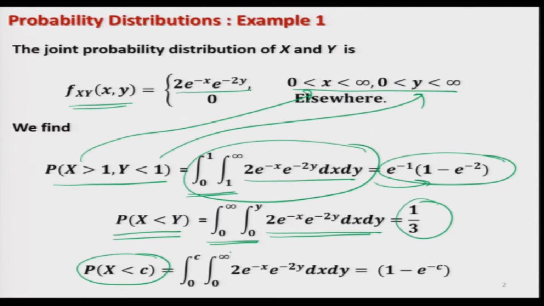Right. In case you want to find out the probability that x is less than c, where c is some constant, then this will be the integral over the limits 0 to c and 0 to infinity of this PDF over here, and if you try to solve it, you will get the answer 1 minus 1 upon c.